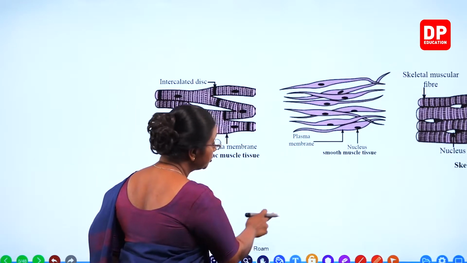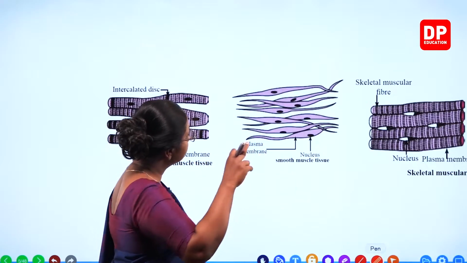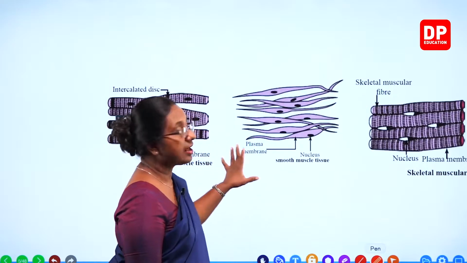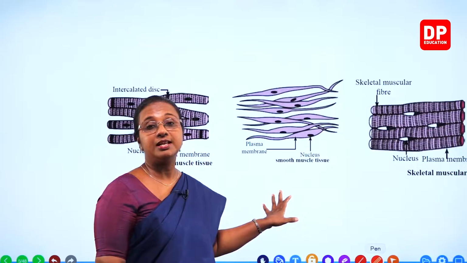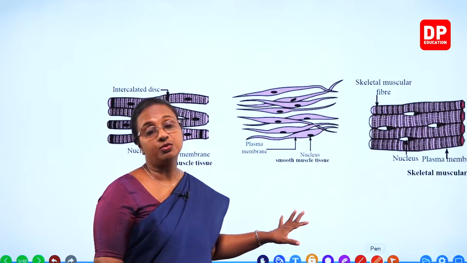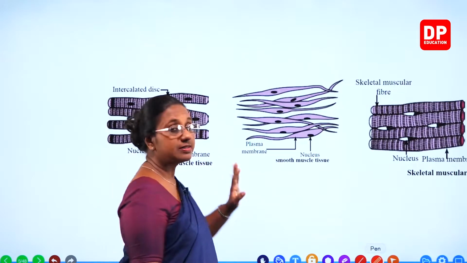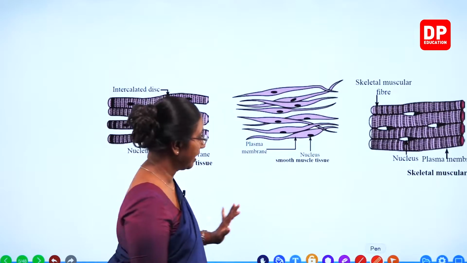Then we have the smooth muscle. Smooth muscle, of course, you can see is a spindle-shaped cell and it has one nucleus. There are no cross striations and they are again involuntarily controlled, but they get fatigue very slowly or rarely get fatigue. Cardiac muscle never gets fatigue. This one rarely gets fatigue.